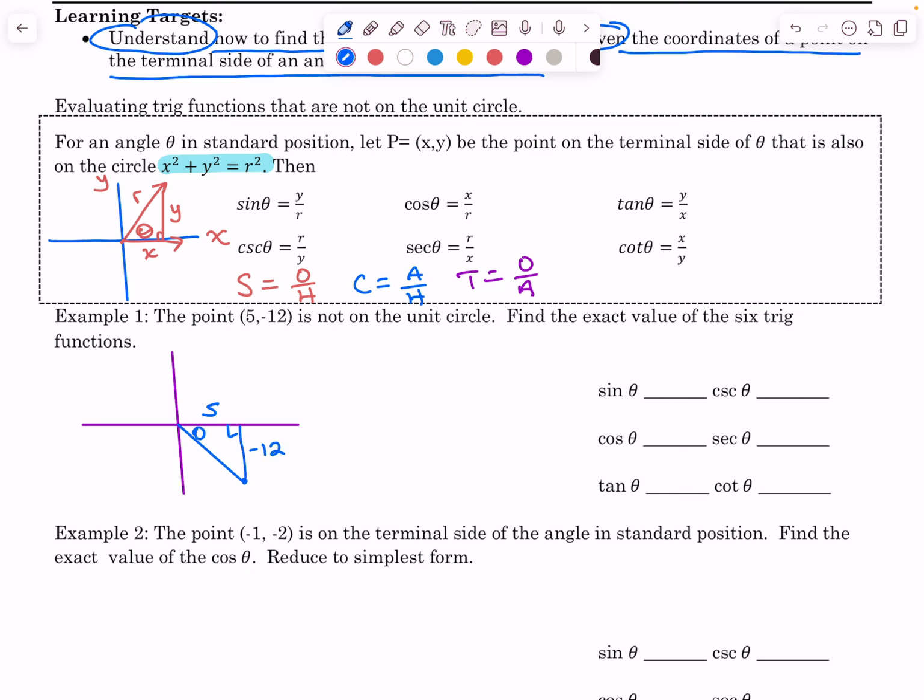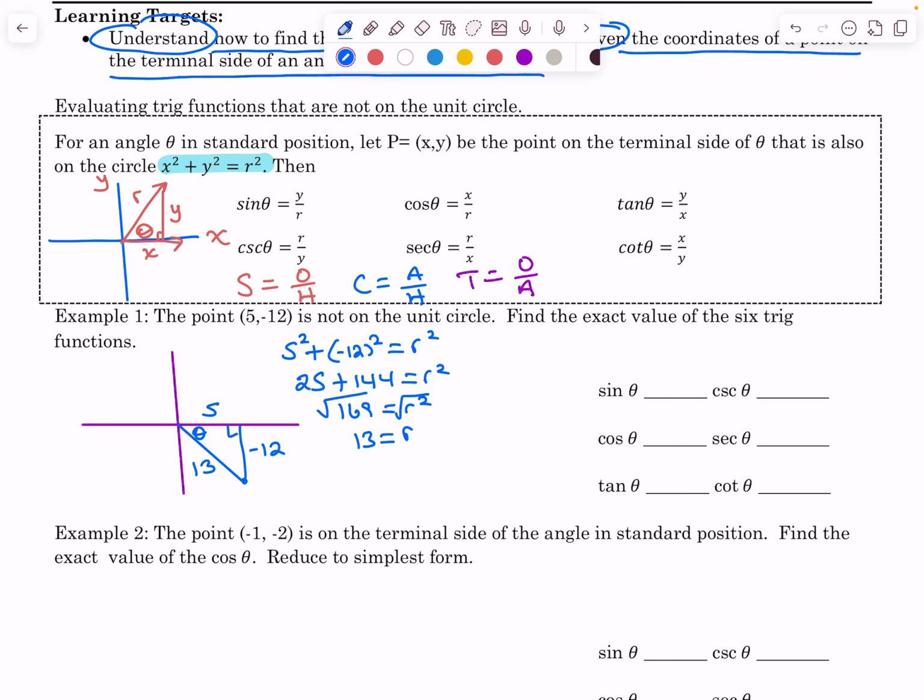Theta goes right here. So now in order to find the 6 trig functions, we want to make sure that we first find our hypotenuse, or the r value. So we'll do a quick Pythagorean's theorem. 5 squared plus -12 squared equals r squared. So we simplify that. We get 169 equals r squared. We take the square root of both sides, and we know that r now is 13.